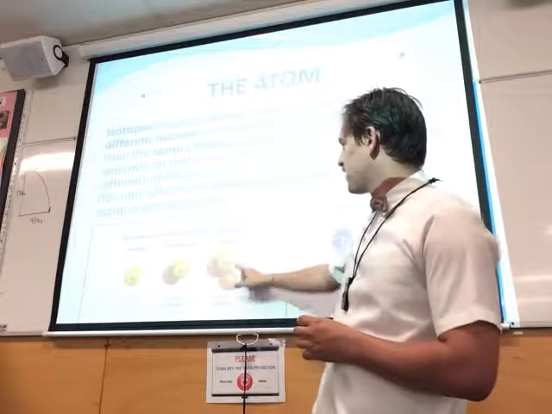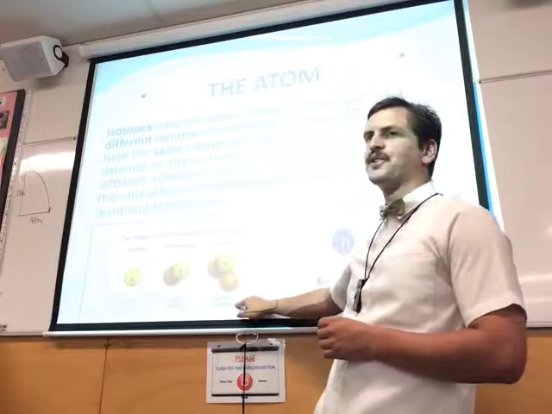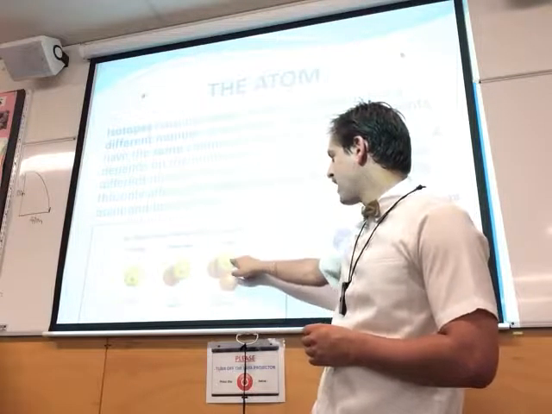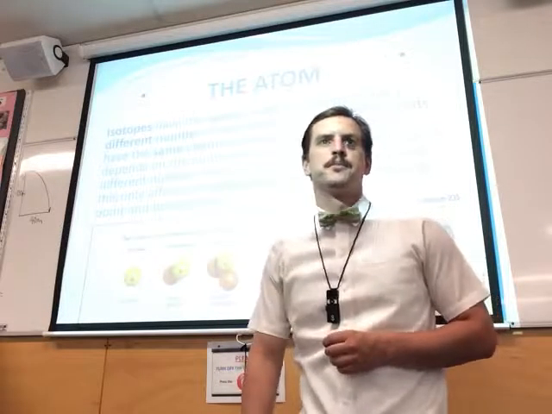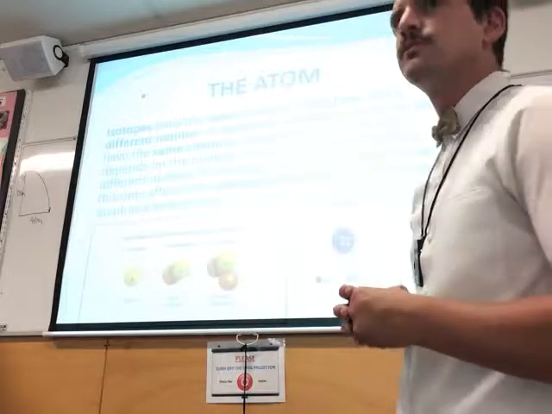So, for example, tritium is an example of an isotope of hydrogen. It has 1 proton and 2 neutrons. Tritium is used in fusion reactors.